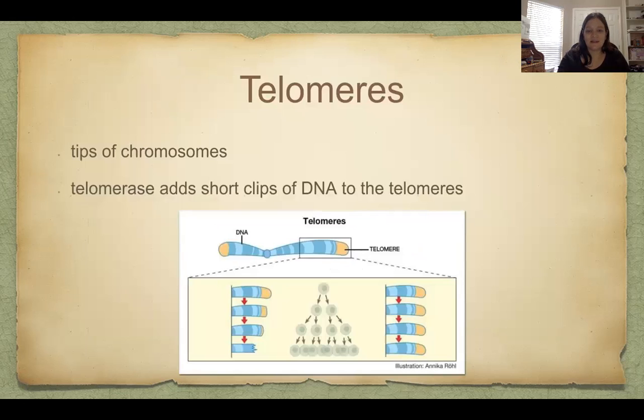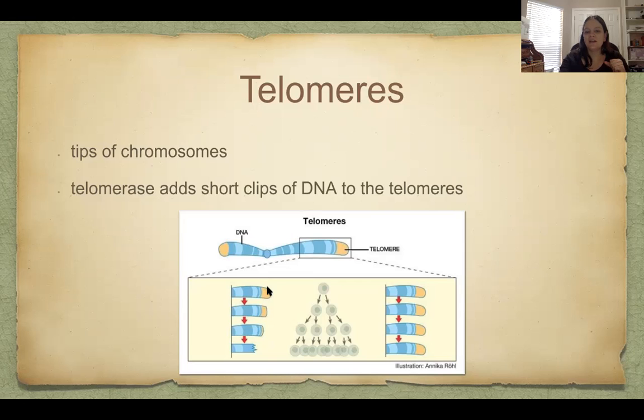The ends of DNA are really important. So the tips of the chromosome, so remember in most animals, we have these linear chromosomes, most eukaryotes, sorry, so everything but bacteria. We have these linear chromosomes, so they make this kind of straight line, and the tips are called the telomeres.